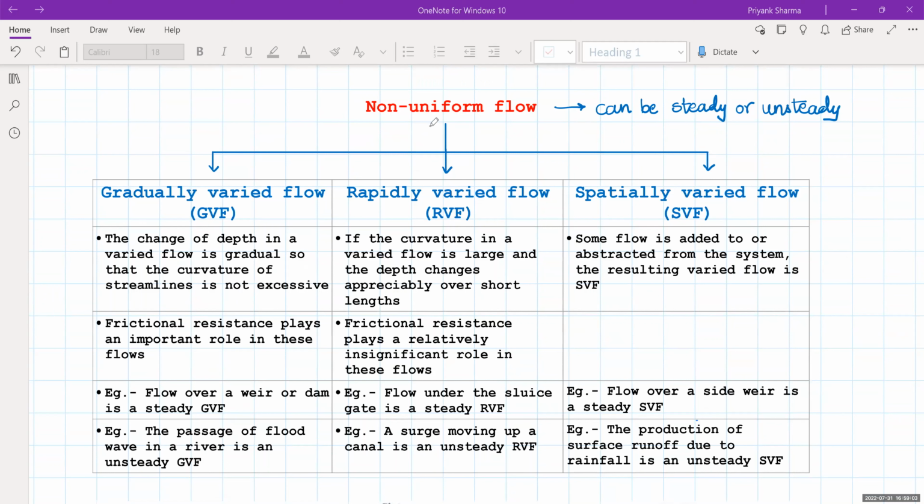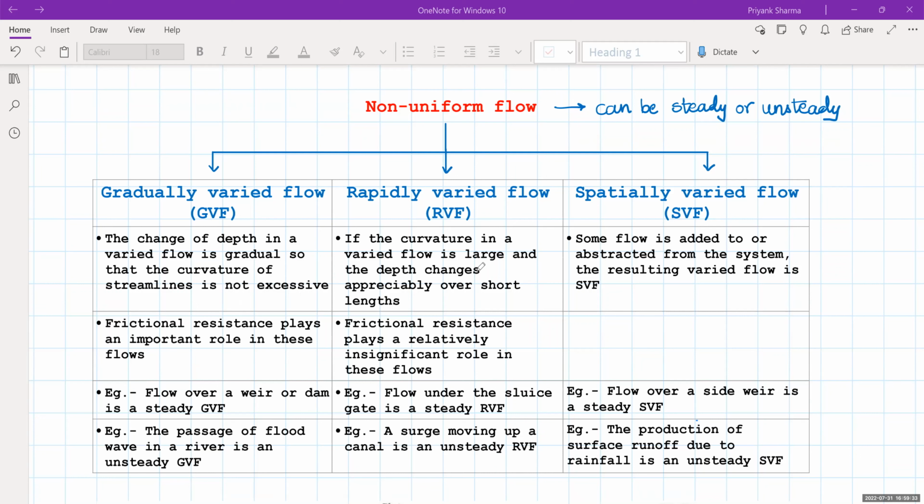But based on the non-uniformity in space, it is characterized as gradually varied flow, rapidly varied flow, and spatially varied flow. As the word gradually suggests, any variation that happens is gradual. That is, the change of depth in this kind of flow is gradual, so that the curvature of streamlines is not very excessive. That is called gradually varied flow. So if the streamline is there, it will gradually vary.